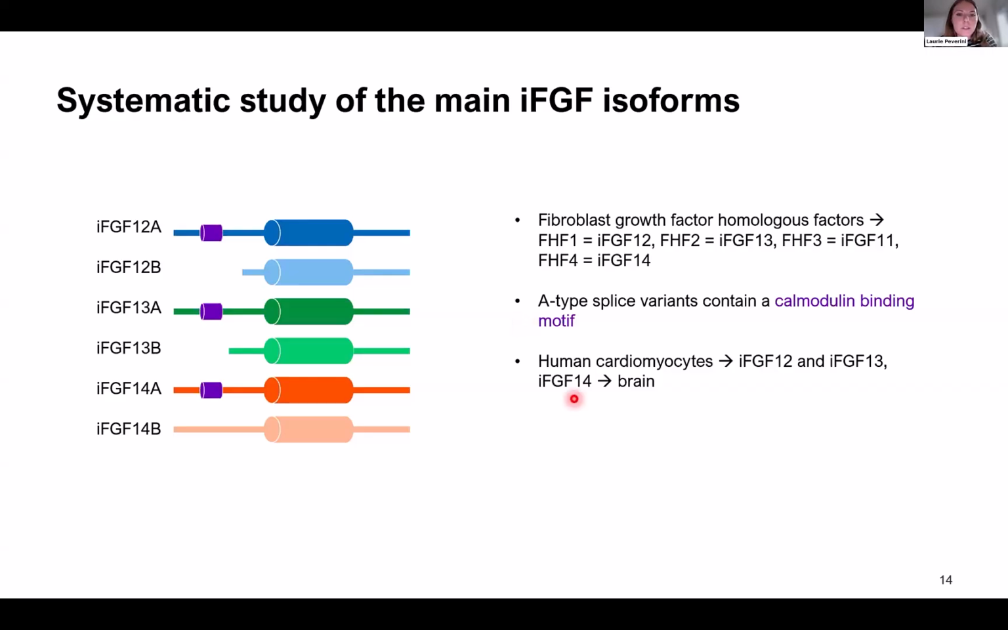To talk a bit about their distributions, FGF12 and FGF13 are expressed in human cardiomyocytes, and FGF14 is more expressed in the brain. And as I have said, they bind the NaV1.5 C-terminal domain and modulate the function by provoking a depolarizing shift on steady-state inactivation and reducing late current.